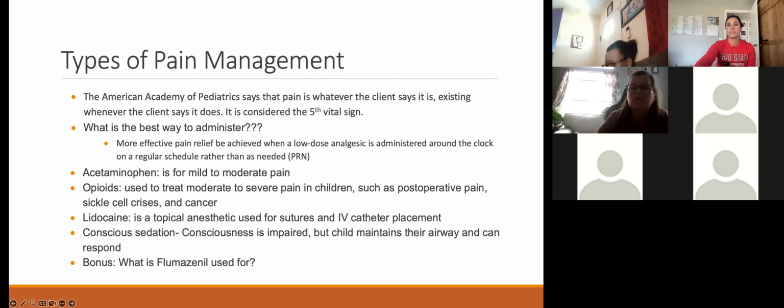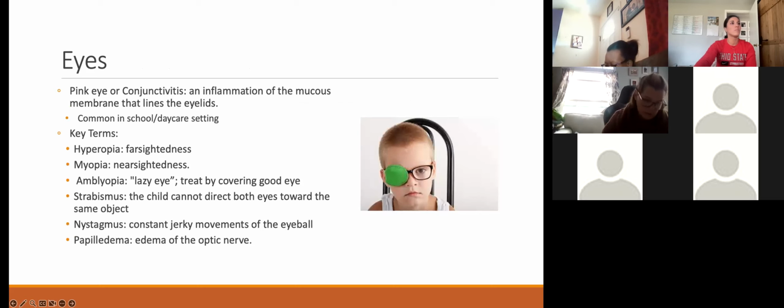Okay, moving on to our eyes. Our eyes are pretty much just a bunch of terms that we need to know for different conditions. So pink eye or conjunctivitis is where we've got that inflammation and that infection in the mucous membranes of the eyelids. And that is very common in our school and daycare settings. It's extremely contagious, really easy to pass around.